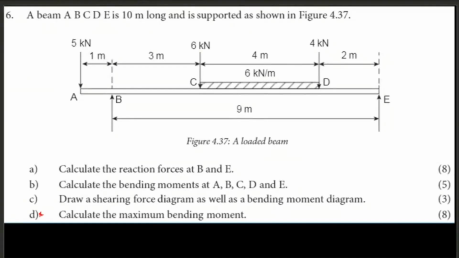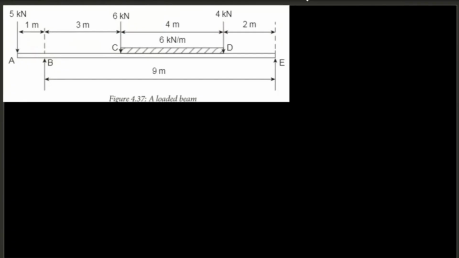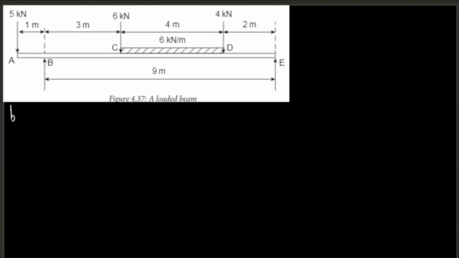Bending moment at each section, that is A, B, C, D, and E. Let me do that here. For the bending moment, that is the B part.